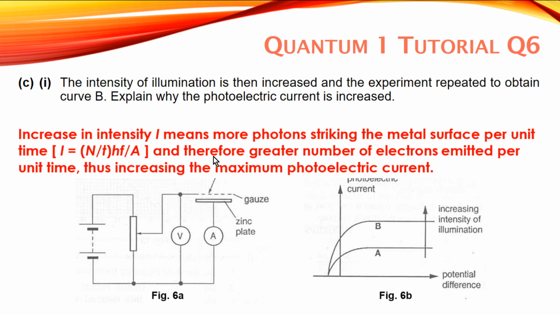What happens when more photons strike the metal surface? Then correspondingly, proportionally, you will get more electrons ejected from the metal surface per unit time. And when you have more electrons ejected and more electrons collected, then the emitter will register more electric current. Okay, that's C part 1.